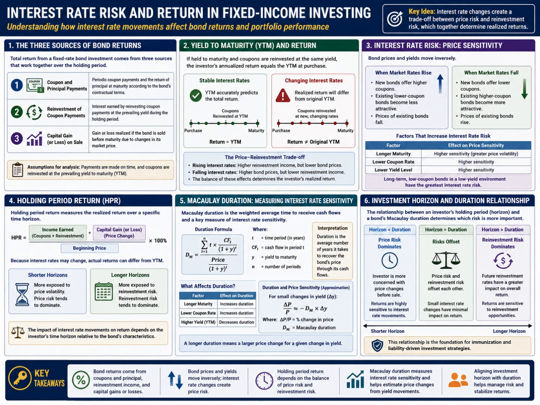The program identifies three primary sources of return from investing in fixed-rate bonds. The first source is coupon and principal payments received according to the bond's contractual terms. The second source is interest earned from reinvesting coupon payments over the investor's holding period. The third source is any capital gain or loss realized if the bond is sold before maturity. Together, these components determine the investor's total return over the holding period.